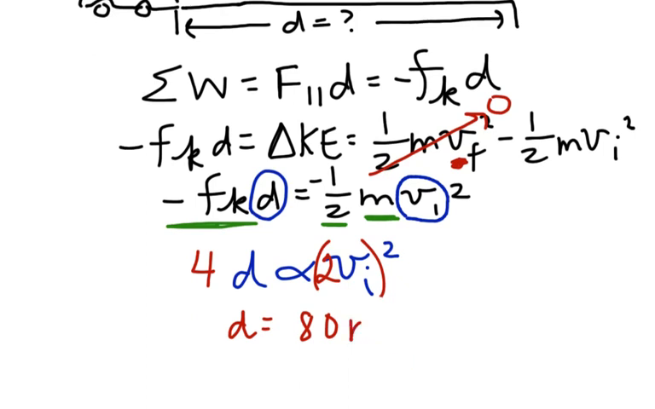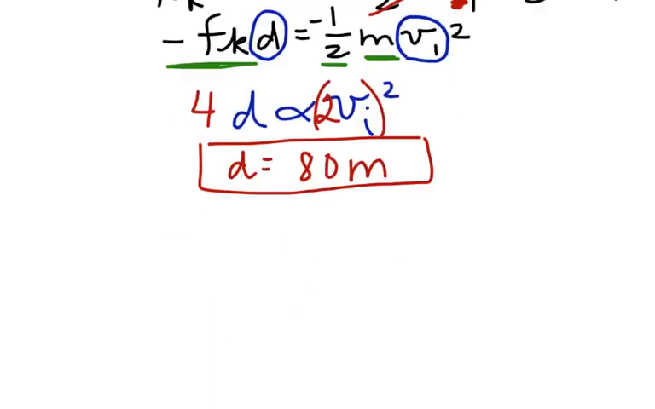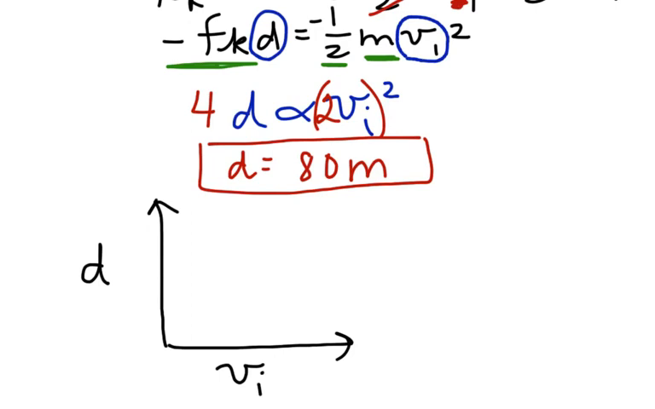Oops, that would be 80 meters, not kilometers. I want to explore this problem a little bit more in terms of graphing. If we were to graph these values, and let's say we put the displacement on the y-axis and the initial velocity squared on the x-axis, or the horizontal axis, what would be the slope of that line based on the above equation here? I'll put a little star by it. What would the slope be?